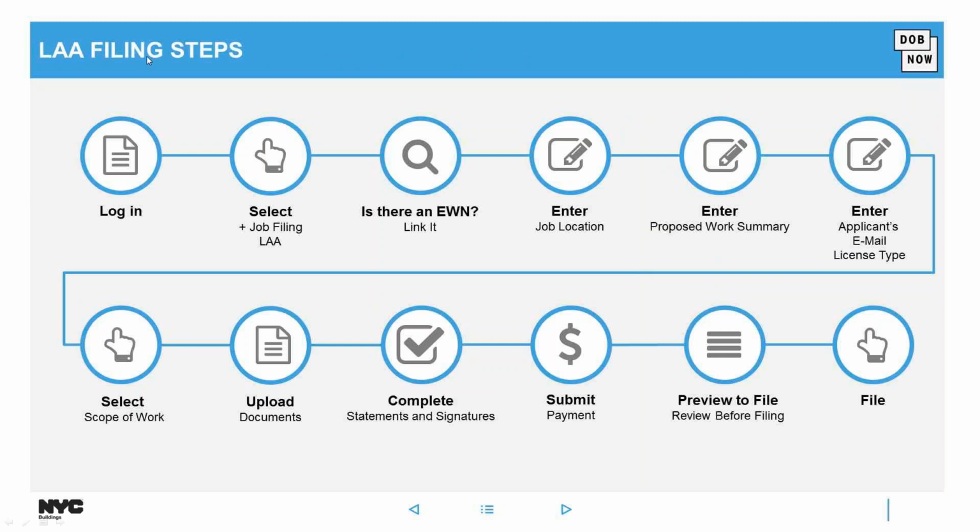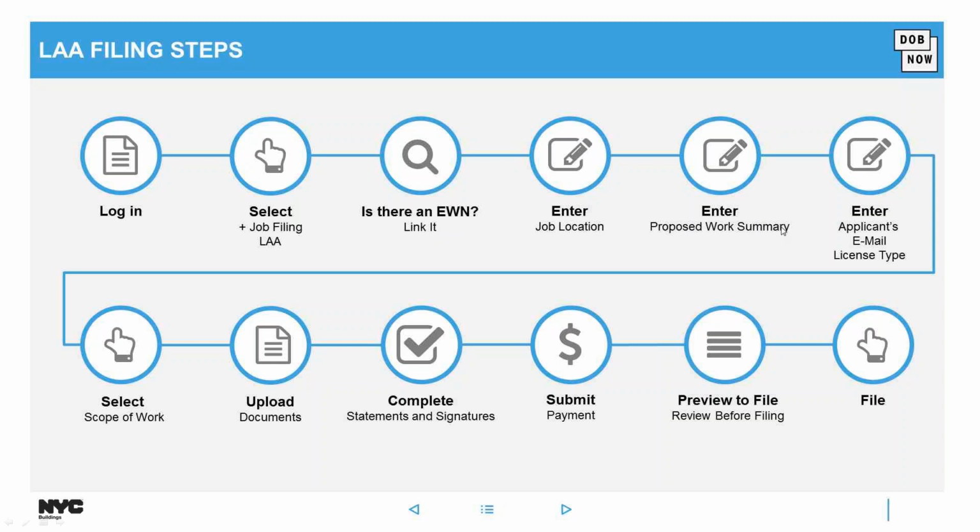The steps for filing an LAA in DOB NOW: Build are to log in to DOB NOW: Build, select the plus Job Filing button, and then select Limited Alteration Application. If there was an EWN prior to the LAA, there's a way to link that EWN by the DOB NOW: Build EWN number.